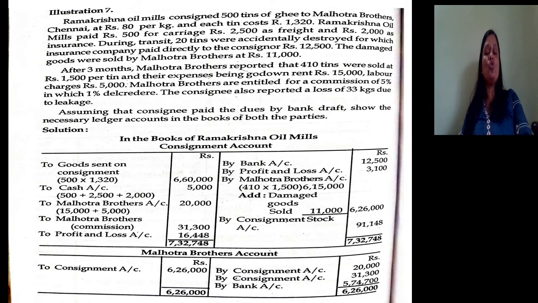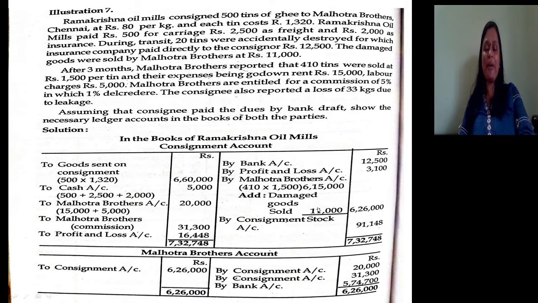Then, the damaged goods were sold by Malhotra Brothers for rupees 11,000. So, 20 tins were damaged, but they were sent to Malhotra. Malhotra means consignee. Consignee sold this. Whenever consignee sells goods sent by consignor, whether damaged or good condition goods, we need to pass a journal entry: consignee's account debtor to consignment account. You just see here, Malhotra Brothers account debtor to consignment. So damaged goods 11,000, they added it to sales of good goods which was not damaged.